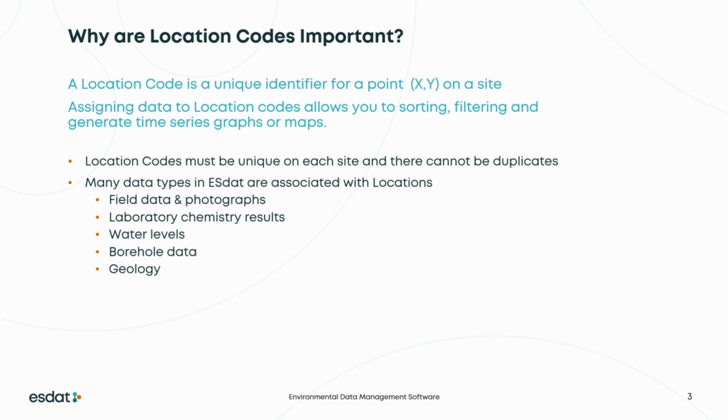Assigning data to location codes allows you to sort, filter, and generate time series graphs or maps for specific locations. Each location code must be unique for a site. For example, you can only have one location named BH01 on each site. Data that is associated with locations include field data and photographs, laboratory chemistry results, water levels, borehole data, and geology.